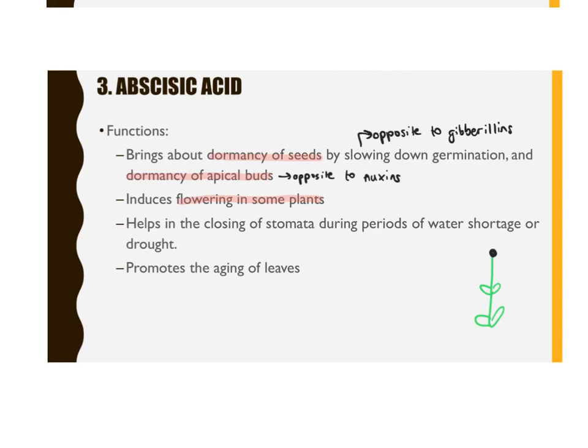That helps the gibberellins. It helps closing the stomata during periods of water shortage or drought, and promotes the aging of leaves. Now that is where you need to be thinking of autumn. So when your leaves go brown and start to fall, that is as a result of abscisic acid.